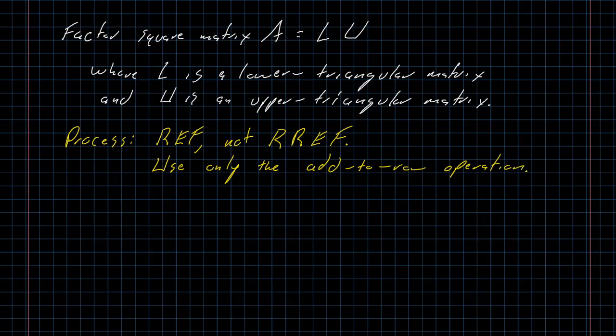Right. So the process that we're going to use for LU factorization is Gaussian elimination, right? Gaussian elimination, not Gauss-Jordan elimination. And our goal is row echelon form, not reduced row echelon form. And very specifically, we're going to use only the operation that allows us to add a multiple of one row to another row. We are not allowed to multiply a row by a constant, so we're probably not going to end up with ones in the lead entries of each row.